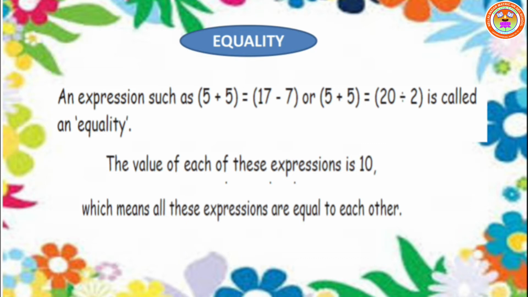Is it clear, students? Yes? Or 5 plus 5 is equal to 20 divided by 2. Because 5 plus 5 will give 10, and 20 divided by 2 will give 10. So I can say these two expressions are equality expressions. So the value of each of these expressions is 10, which means all these expressions are equal. Is it clear, students, now? Yes?